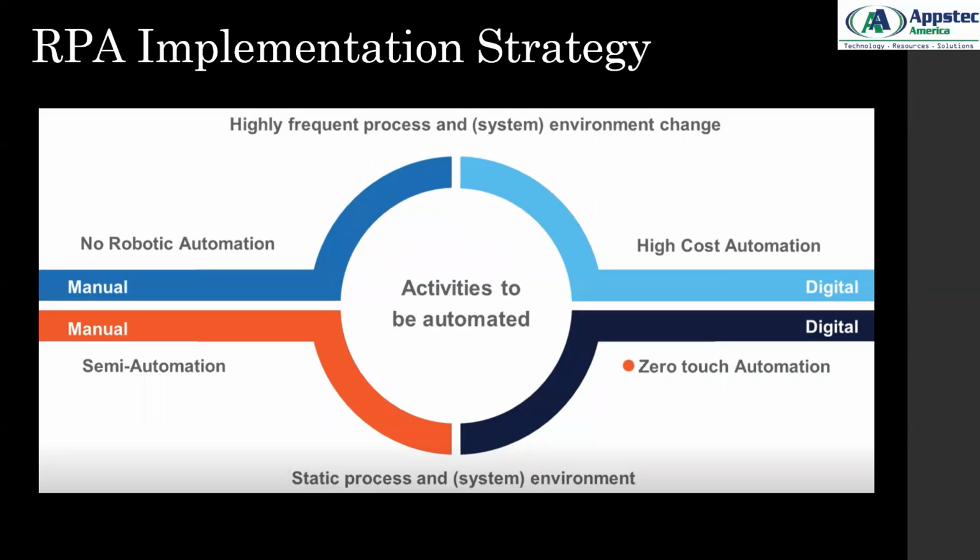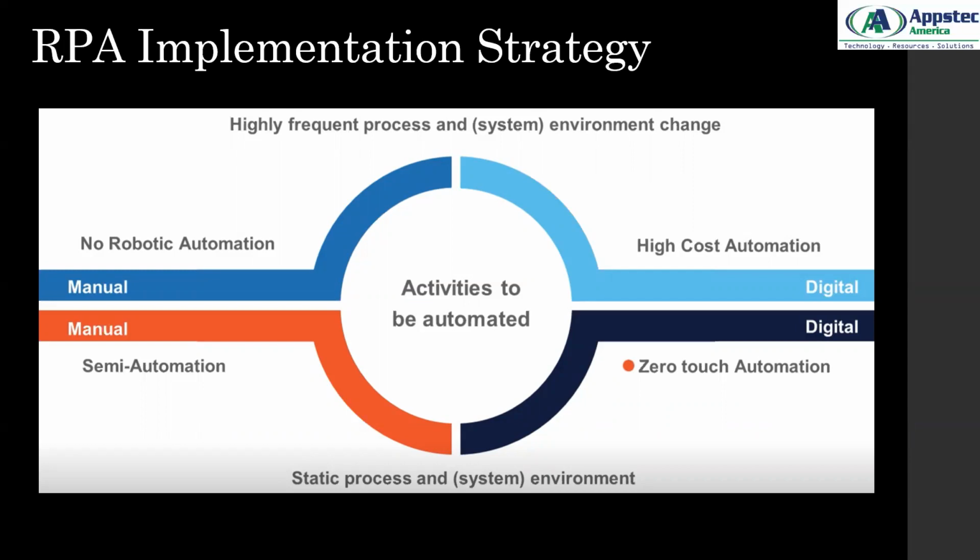Then comes zero touch automation. Certain projects are automated completely end to end, 100%, and can be triggered as an unattended bot from a server level, where you do not require any human intervention to complete the task or the process. So those are the ones we call zero touch automation.